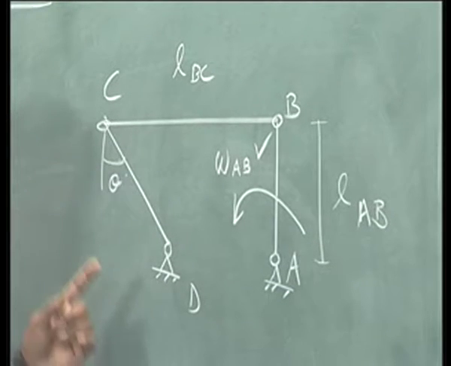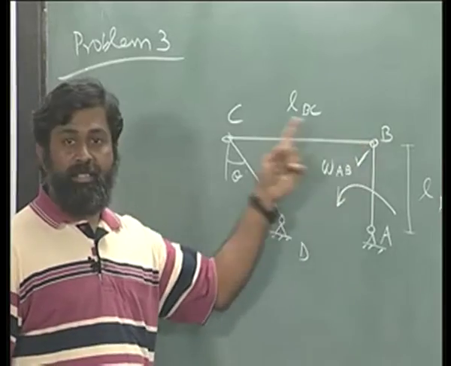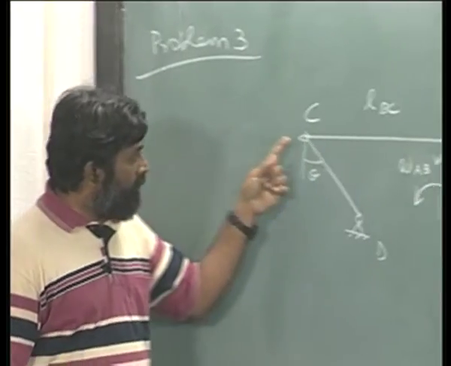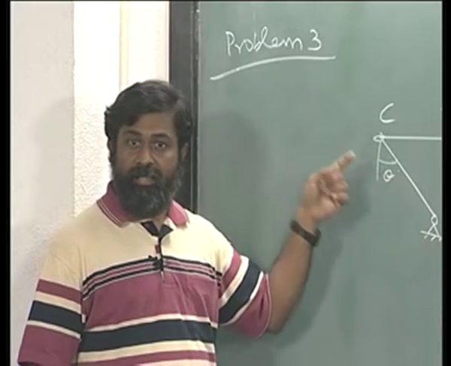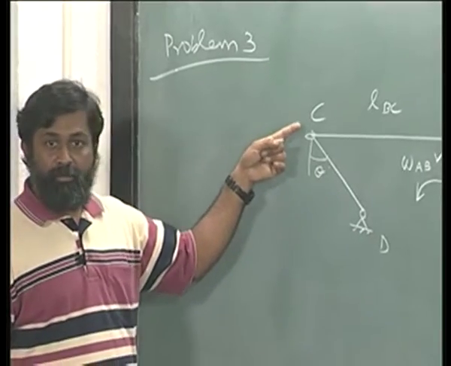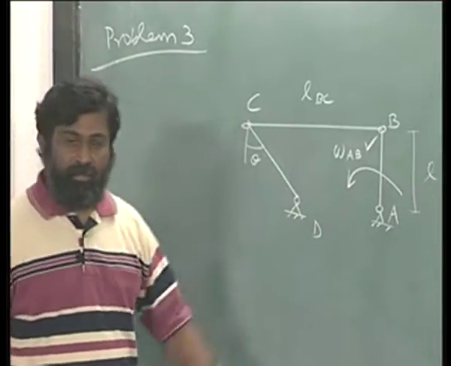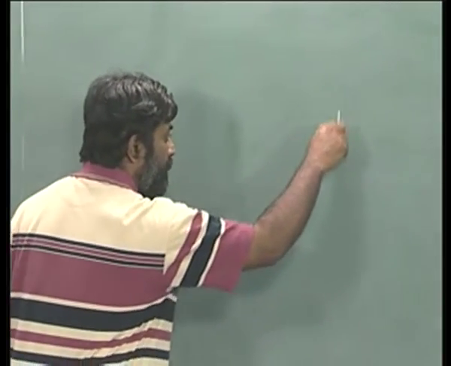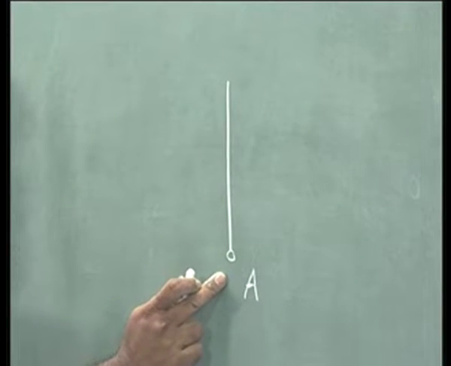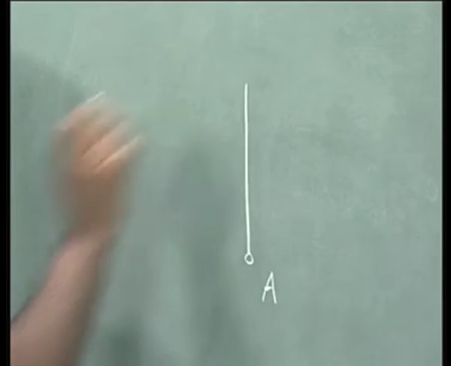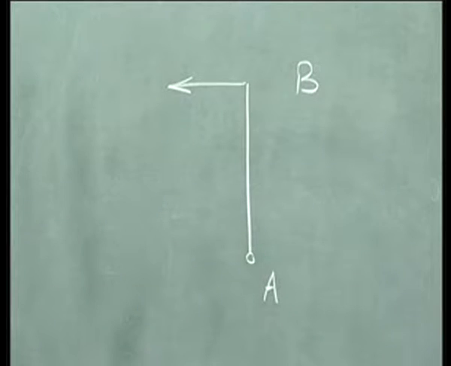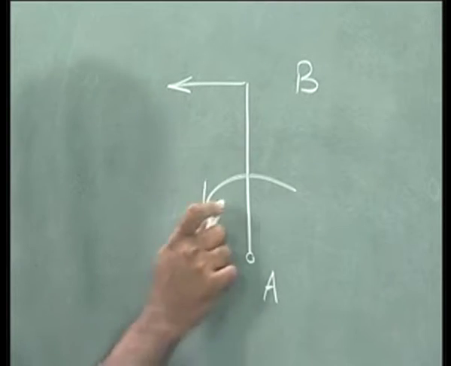Now, remember angular velocity of BC is related to velocity of B and velocity of C. Angular velocity of CD is related to, since the velocity of D is 0, it is related to C. So, let us look at it from that point of view. I have this is A. Remember this is pinned to the fixed frame, which means what is the direction of velocity over here? The direction of velocity is already known to be like this. This is omega AB.